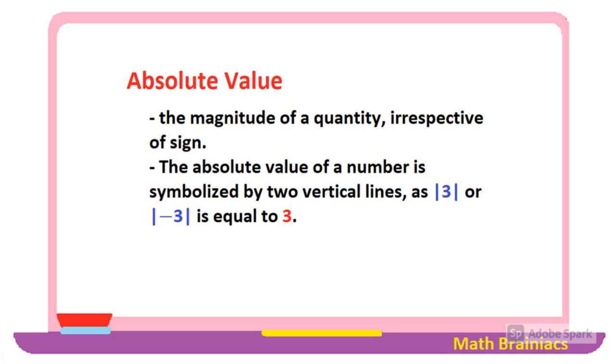I would like you to know that absolute value is the magnitude of a quantity, irrespective of sign. The absolute value of a number is symbolized by two vertical lines, such as |3| or |-3| is equal to 3. Remember that? Even if it is positive or negative, if it is inside the absolute value symbol, it is equal to the number itself.